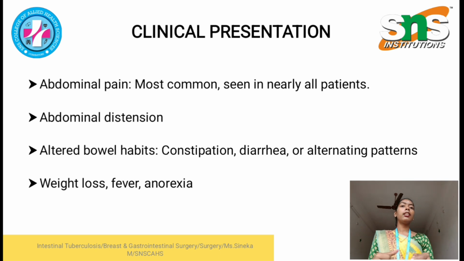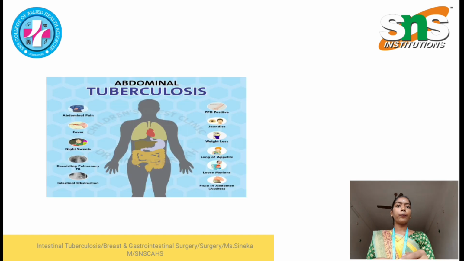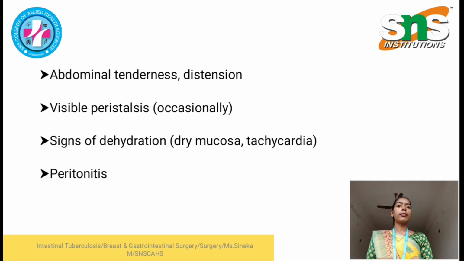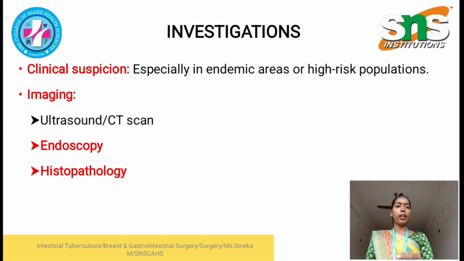Clinical presentation. The most common symptom is abdominal pain, seen in nearly all patients. Next one is abdominal distension, swelling in the abdomen. The bacteria will alter our bowel habits and lead to constipation, diarrhea and alternating patterns. The major symptoms of this condition are weight loss, fever and anorexia. Abdominal tenderness, occasionally visible peristalsis, and peritonitis, inflammation of the peritoneum, will also be present.